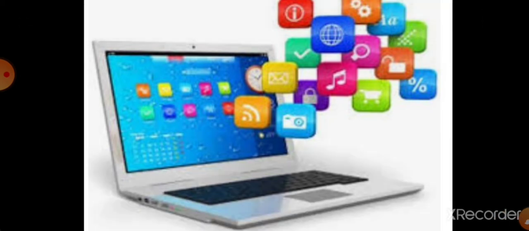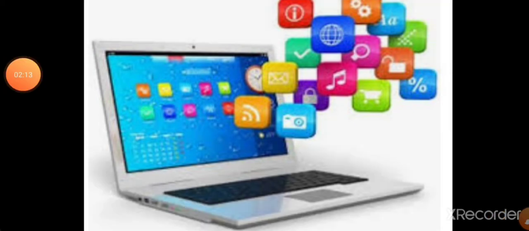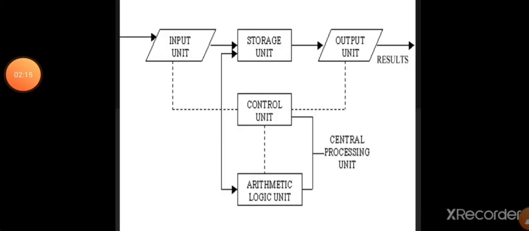The computer is a combination of hardware and software. The software controls the hardware. The software controls the parts of the computer, or hardware. Now we are going to see the overall computer organization and the components of the computer. These are the components of the computer.